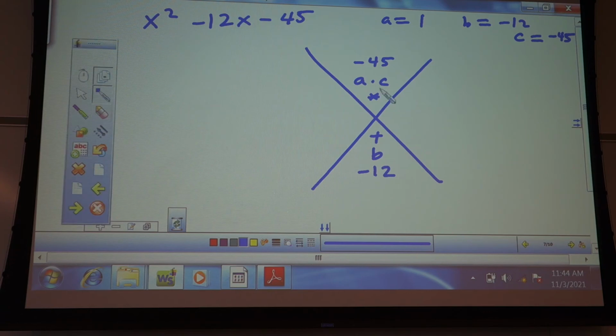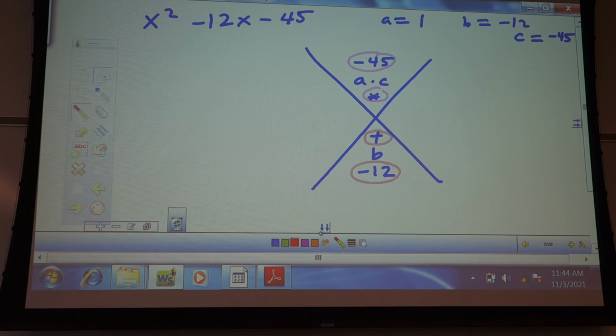So I need to find two numbers that multiply to negative 45 and add to negative 12. Right? And so that's when you just try them out. What I usually do is I factor 45. So I know that 45 is 3 times 15.